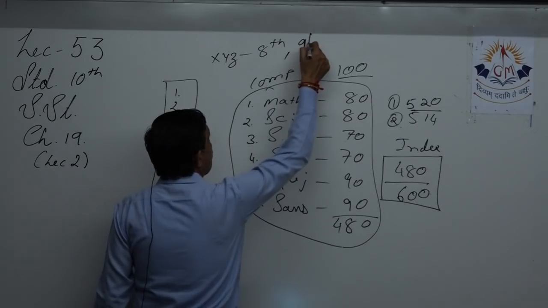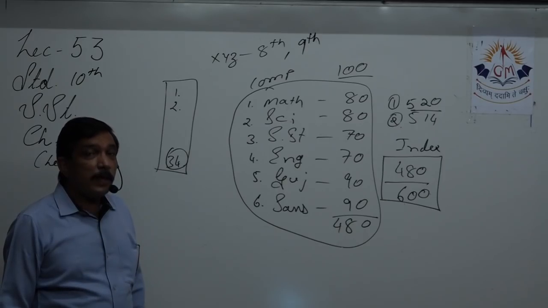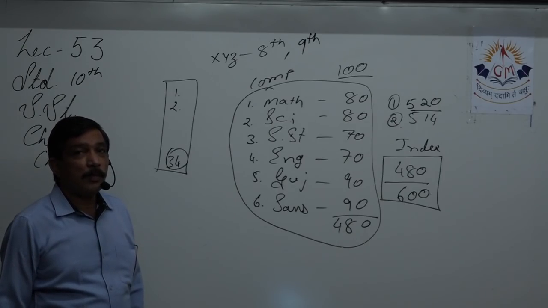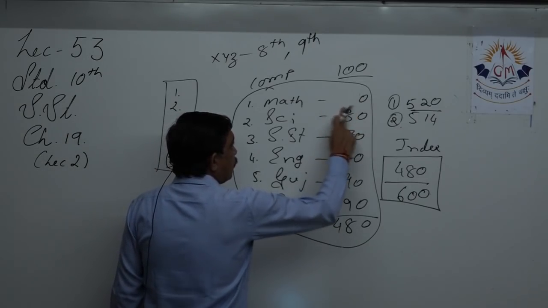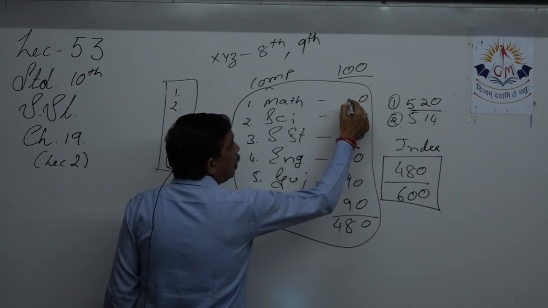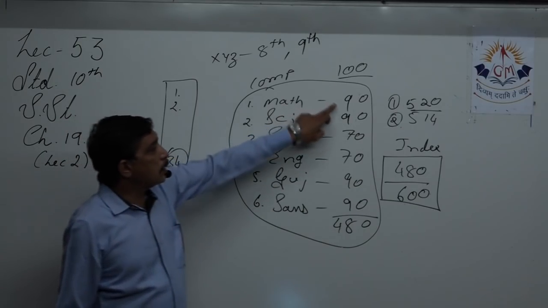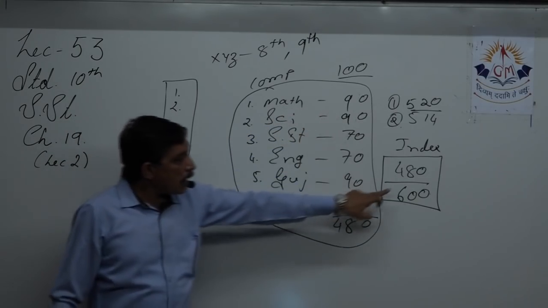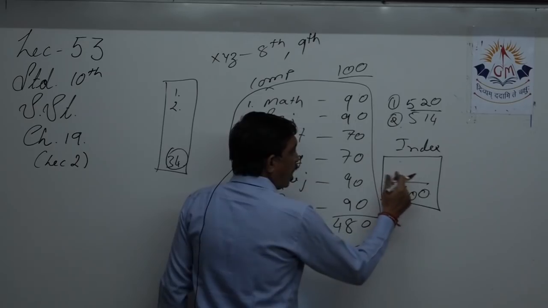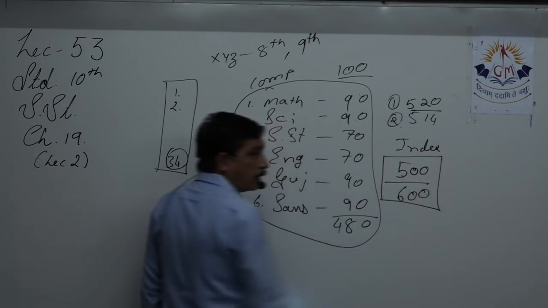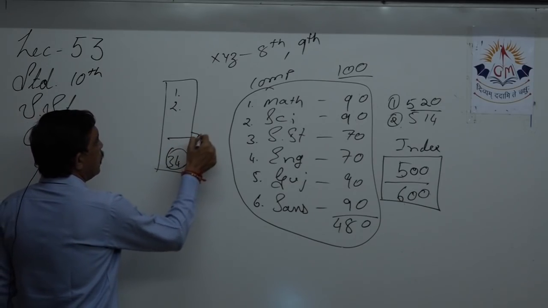Now when you come to 9th standard, suppose the subjects are the same, but you made improvement, and here instead of 80-80 you scored 90-90, 10 marks here, 10 marks here, 20. Will that not make change in the index? That is going to, so now you are going to get 500 out of 600, and your ranking will change from 32, now you are at 28.